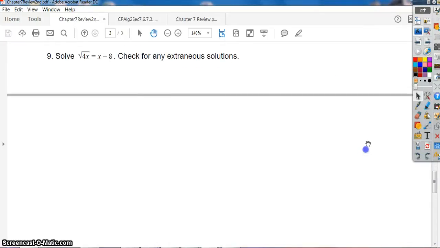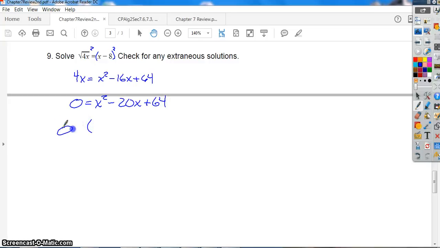Number 9, we're checking for extraneous solutions after we solve this. Let's just start by solving it. Okay, so I'm going to square both sides. So this will be 4x. This will be x squared minus 16x plus 64. Set it equal to 0. I'm going to get x squared minus 20x plus 64. And then two numbers that multiply to be 64 and add up to 20.